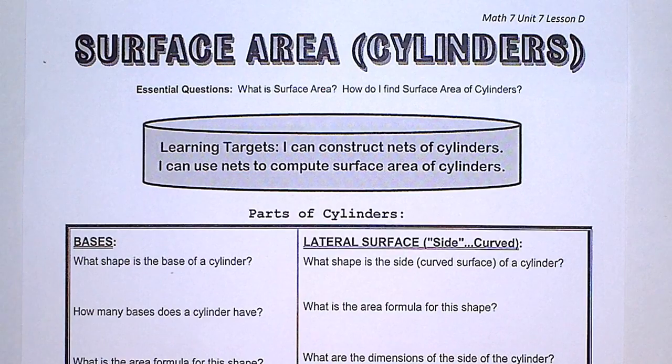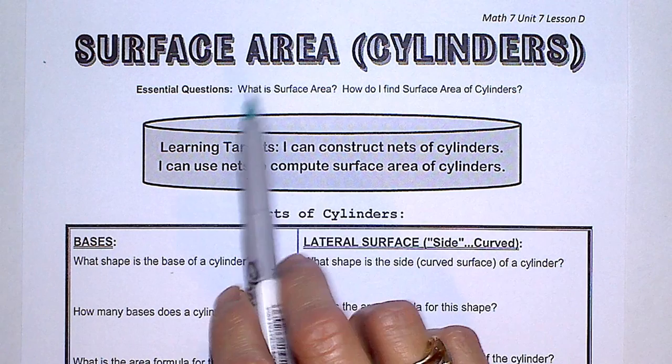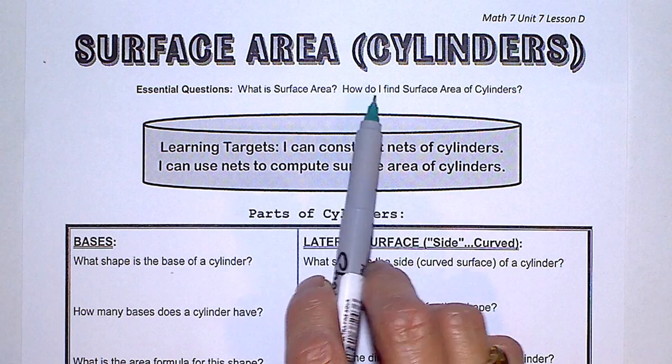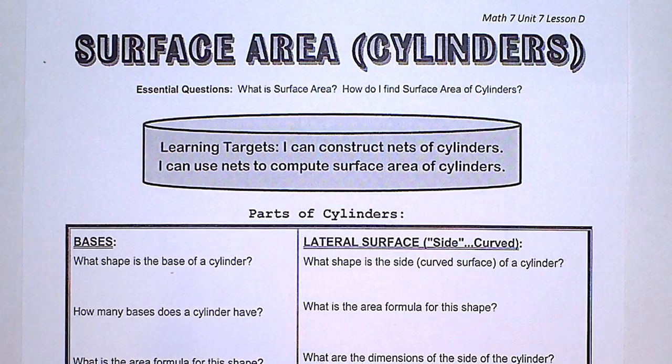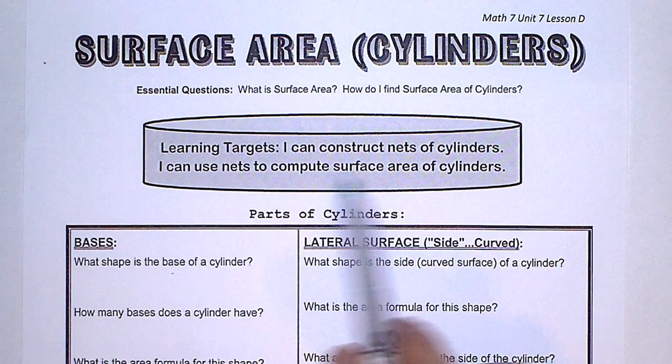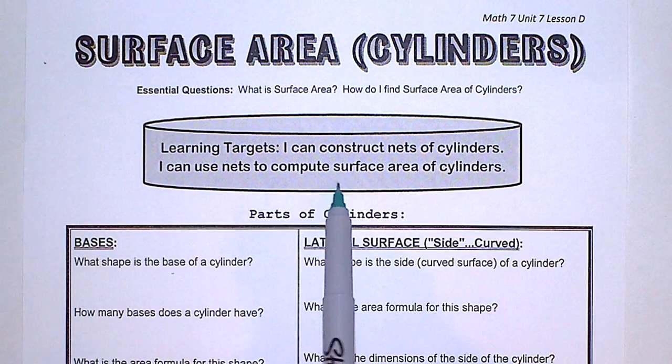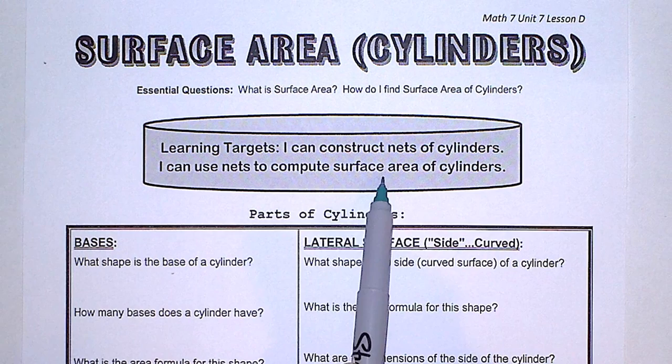Alright, let's take a look at Unit 7, Lesson D, and this lesson is going to focus on surface area of cylinders. So our essential question is, what is surface area and how do I find surface area of cylinders? So our learning target will be, I can construct nets of cylinders and I can use these nets to compute the surface area.